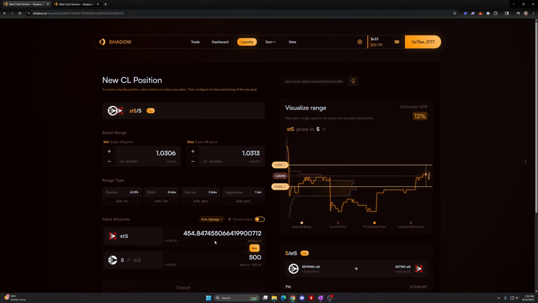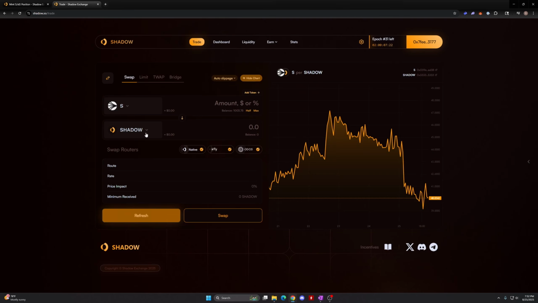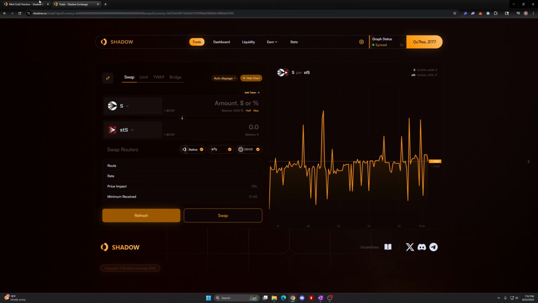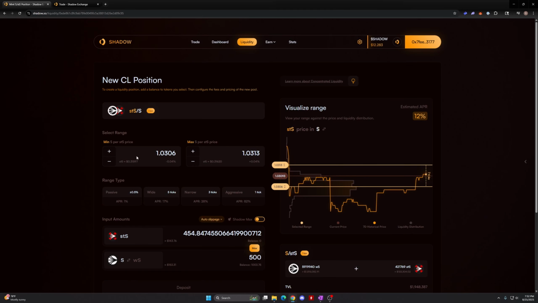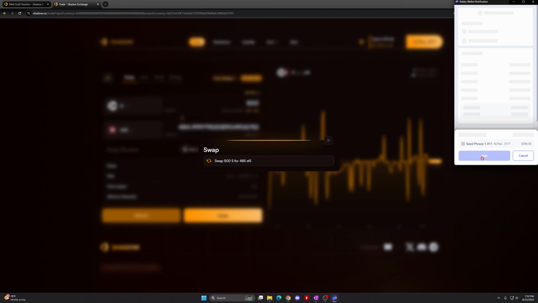But hey, Mr. Intern, you only have 1,000 Sonic. Where the hell are you getting this Stake Sonic from? I opened up a secondary tab up here. We're going to click on Trade. I'm going to click on STS. And we need roughly 454 Stake Sonic. So we're not going to get crazy or super in-depth with this. I just want to get your positions open today. We're going to type in, let's go 500. It's going to yield about 484 Stake Sonic. That's fine. We're going to click on this. We're going to sign it.